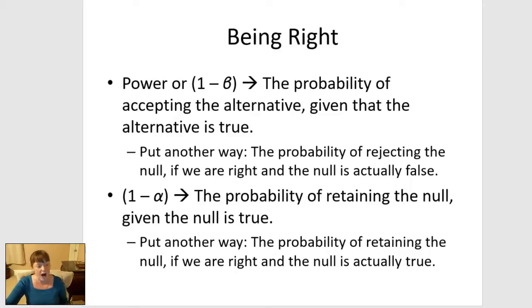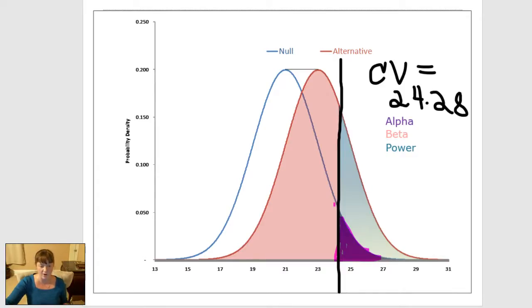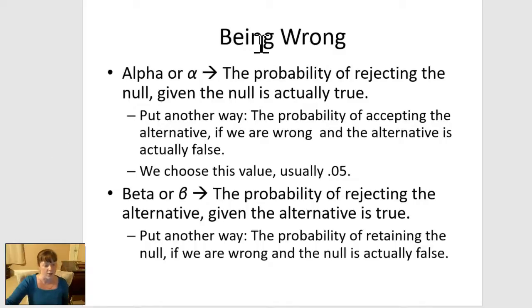And so not only are alpha, beta, and power areas on these two distributions, there are also these formal definitions that I need you to know, right? Alpha is the probability of rejecting the null, even if the null is true. Beta is the probability of rejecting the alternative, even if the alternative is true. Put another way, beta is the probability of retaining the null, failing to reject the null, even if the null is false. Crap. This car is a lemon. This hypothesis is a lemon, but I'm failing to reject it. I'm keeping that.